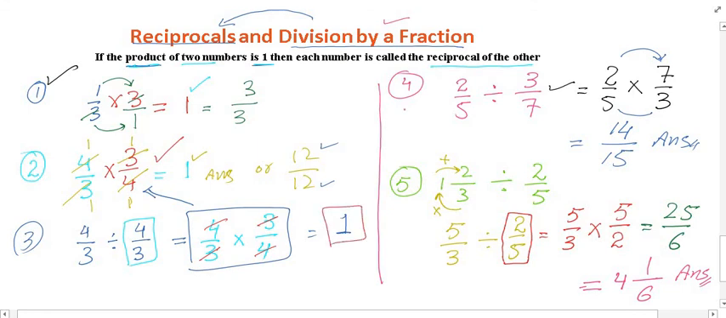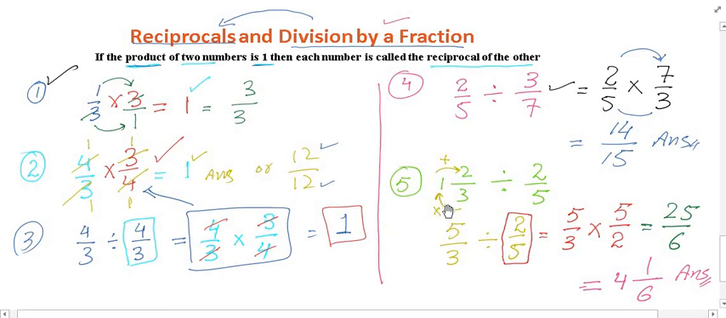I took another example for division by a fraction. We are given 2 out of 5 divided by 3 out of 7. First fraction as it is, division changed to multiplication, take the reciprocal of the second term, 3 out of 7, which becomes 7 out of 3. Then again apply the same rule as we did in the previous video, top multiplied with top, bottom multiplied with bottom. So we get 14 out of 15.